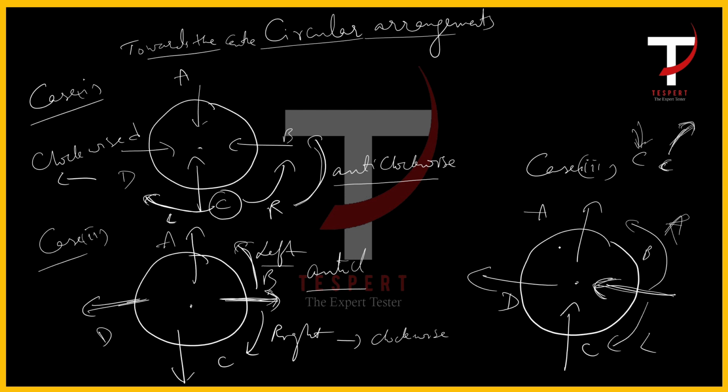Whereas, consider A. Who is immediate left of A? D is immediate left of A. Who is immediate right of A? B is immediate right of A. Right? B is immediate right of A. Hope you understood the difference. You have to just imagine to understand all these concepts. We'll move on to the next slide.